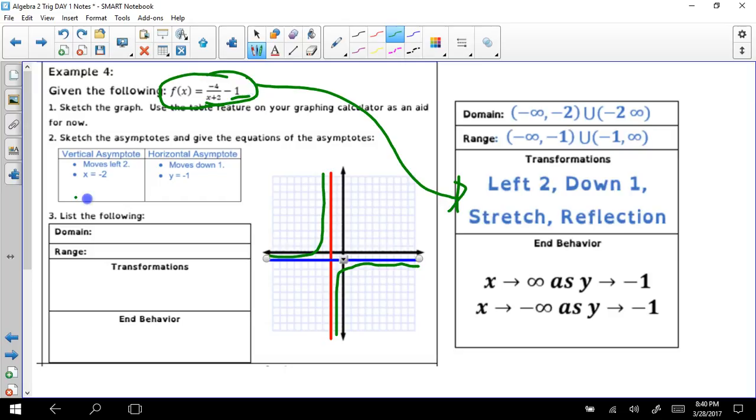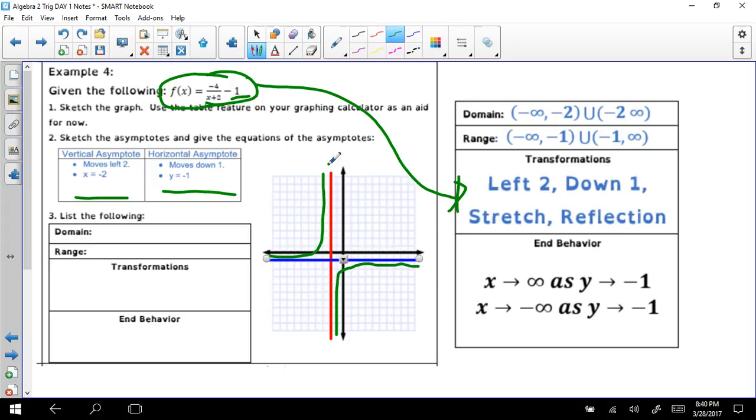When you do this, again, you do the vertical and horizontal asymptote. The vertical and the horizontal asymptote really just come from your left-right movement and your up-down movement. So that vertical asymptote, since it's going to the left 2, has an equation of x equals -2. You can see that in the red right here. And the horizontal asymptote, since this goes down 1, we have to shove that horizontal asymptote down 1 unit, so it's going to have an equation y equals -1.